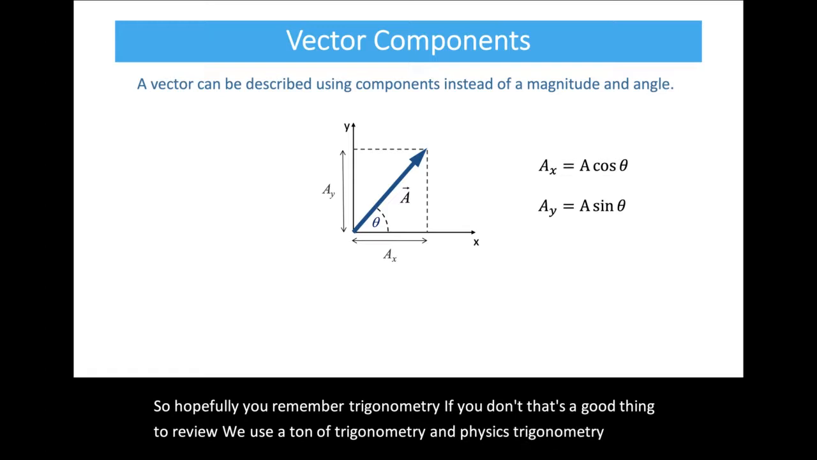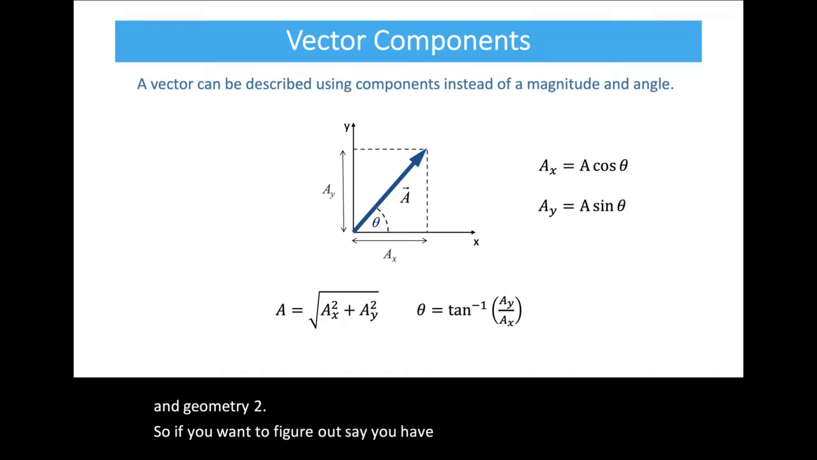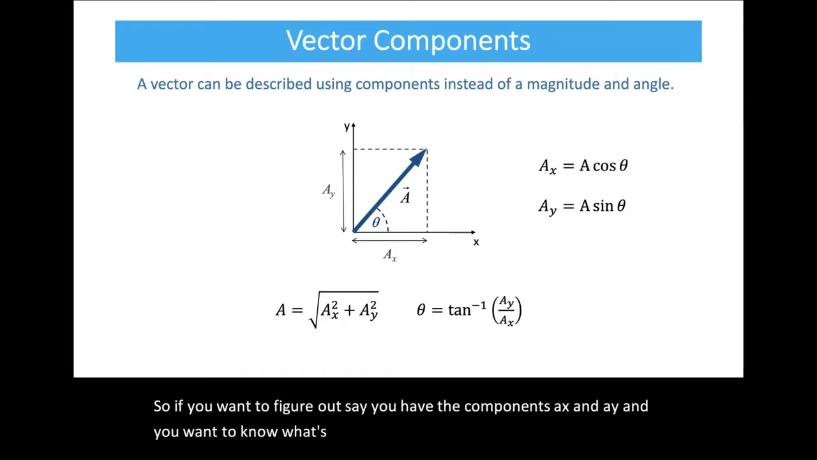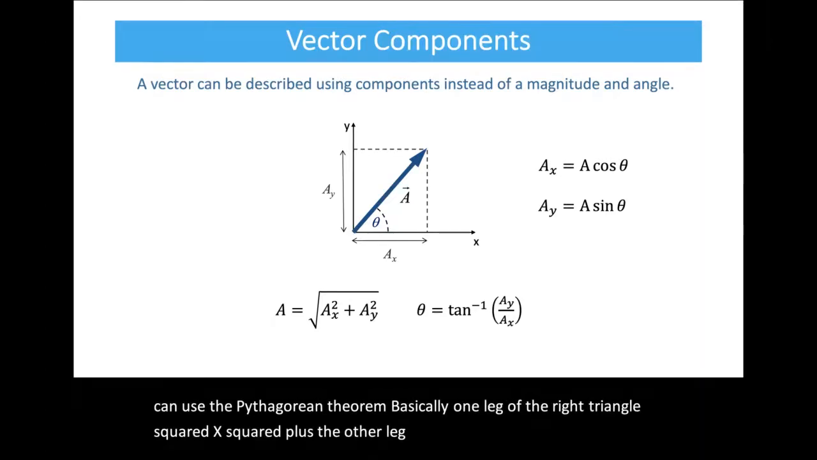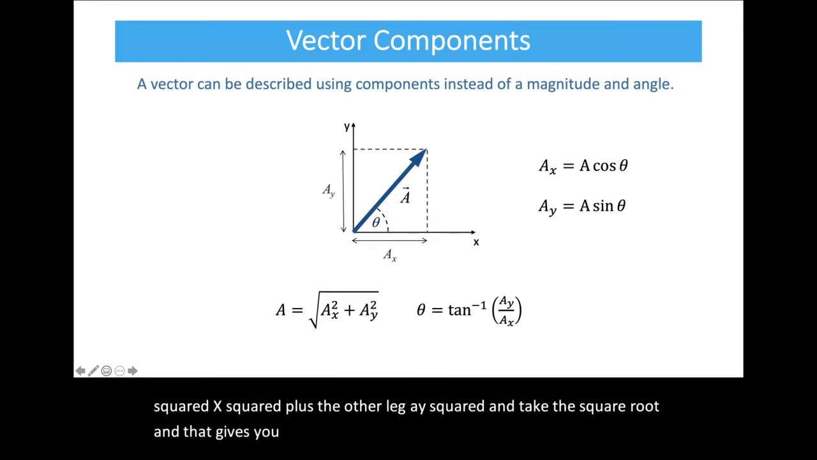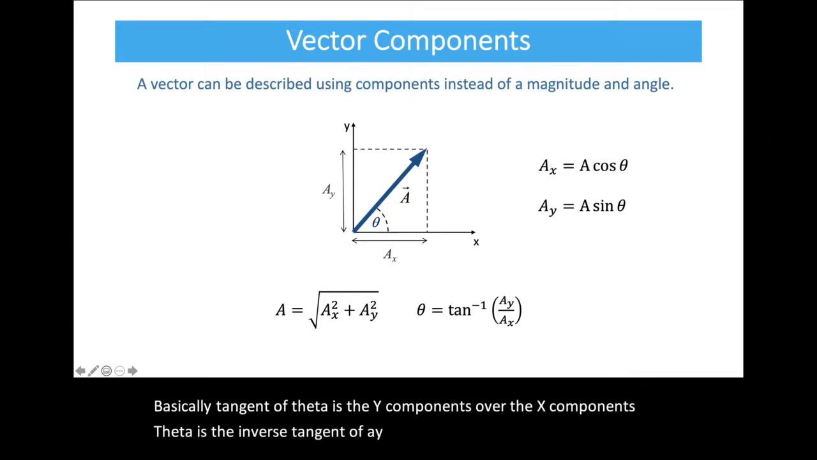Trigonometry and geometry too. So if you have the components, ax and ay, and you want to know what's the magnitude and what's the angle, then you can use the Pythagorean theorem. Basically, one leg of the right triangle squared, ax squared, plus the other leg, ay squared, and take the square root, and that gives you the hypotenuse, or the magnitude of the vector. And you can get the angle theta from the tangent. Basically, tangent of theta is the y component over the x component, so theta is the inverse tangent of ay over ax.